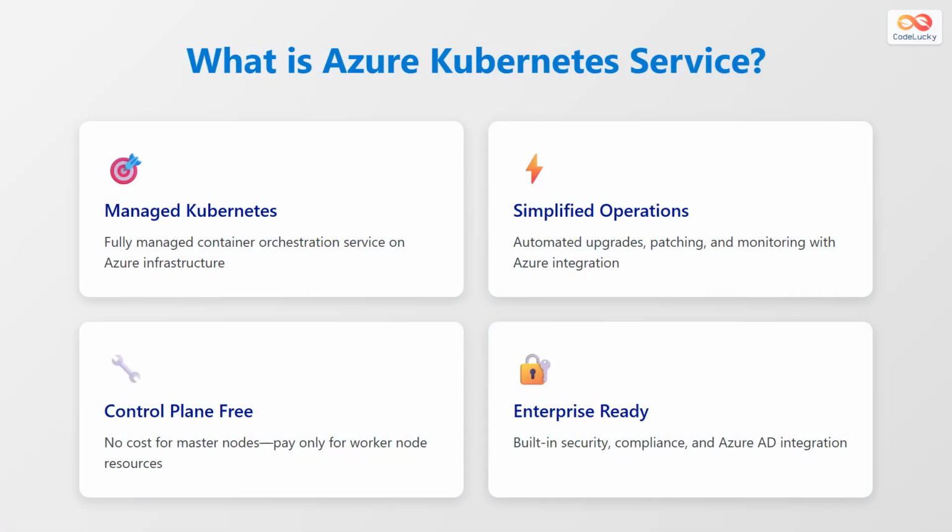Azure Kubernetes Service is a fully managed Kubernetes container orchestration service provided by Microsoft Azure. It runs on Azure infrastructure and handles the complex management tasks for you. AKS simplifies operations by providing automated upgrades, patching, and monitoring, all integrated seamlessly with Azure services. One of the most attractive features is that the control plane is completely free. You only pay for the worker nodes that run your applications. AKS is enterprise-ready, offering built-in security features, compliance standards, and tight integration with Azure Active Directory for identity management.